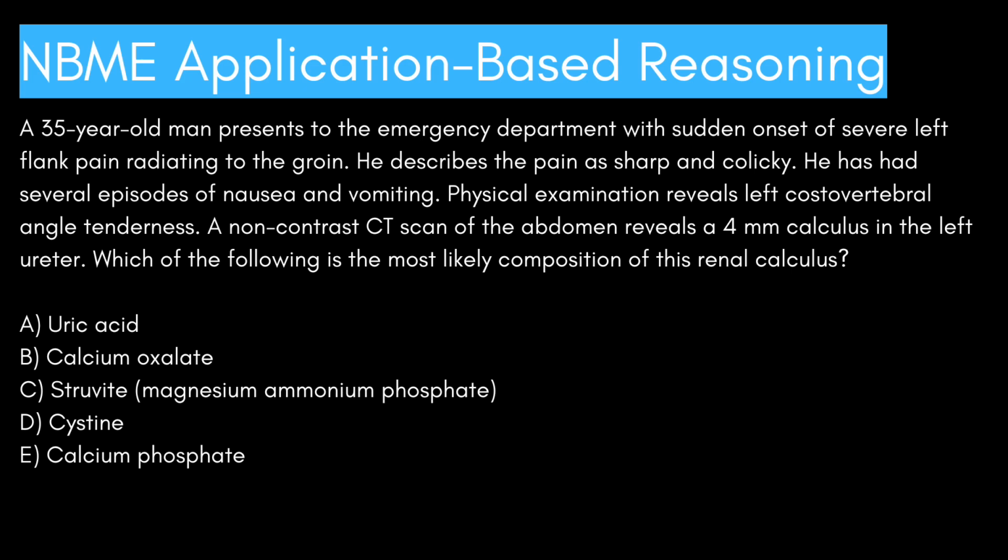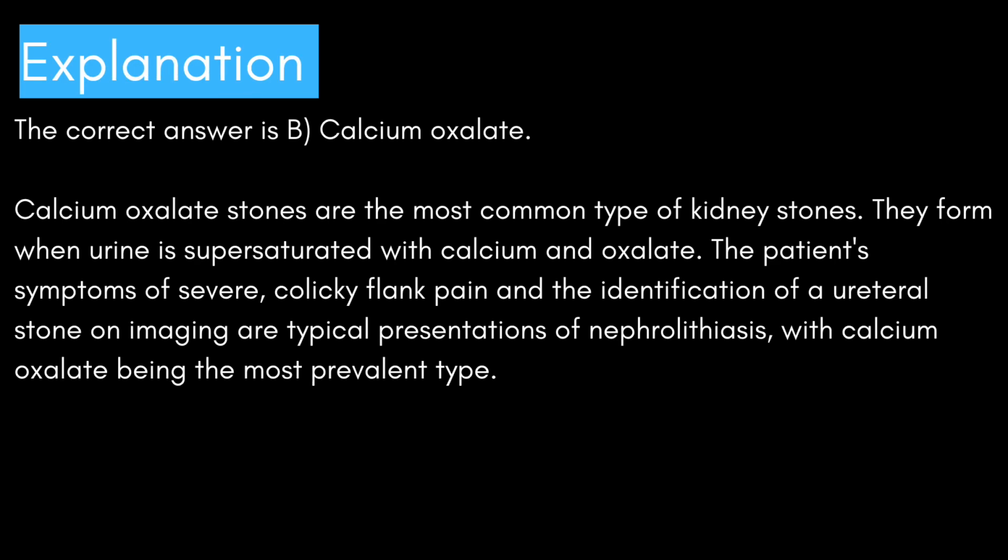Otherwise, moving on now. The correct answer is B, calcium oxalate. Calcium oxalate stones are the most common type of kidney stones. They form when urine is supersaturated with calcium and oxalate. The patient's symptoms of severe colicky flank pain and the identification of a ureteral stone on imaging are typical presentations of nephrolithiasis, with calcium oxalate being the most prevalent type.